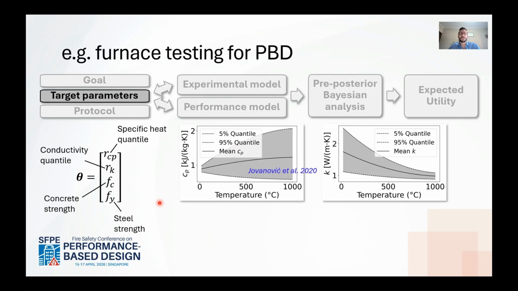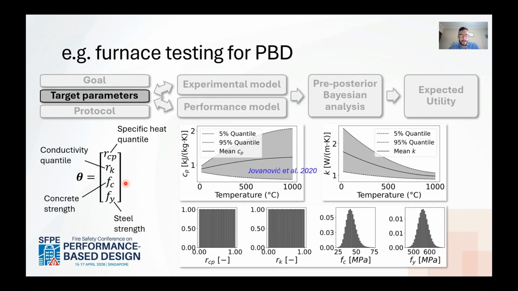Next, we need to assume prior distributions for these target parameters, meaning distributions that reflect our current state of knowledge on these parameters. And here they are. We assume uniform distributions for the quantiles, which means that the quantile can take any value inside its distribution. And we have log normal distributions for both the compressive strength of concrete and the yielding strength of steel.